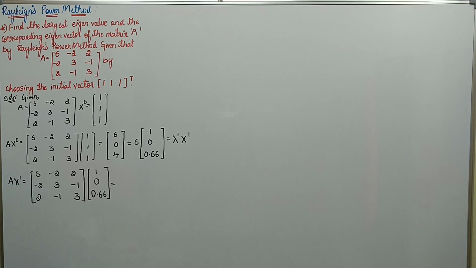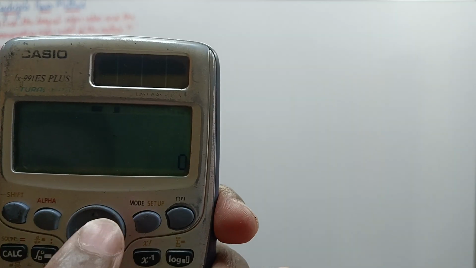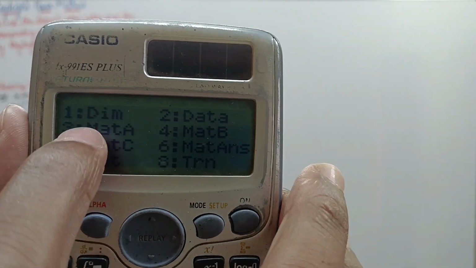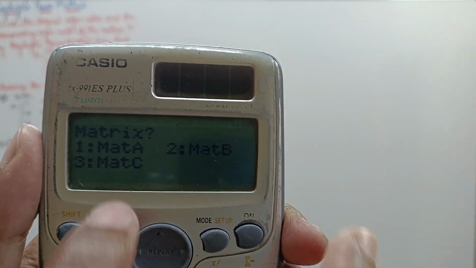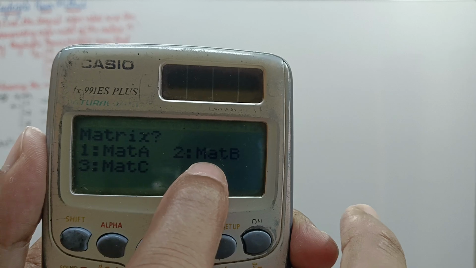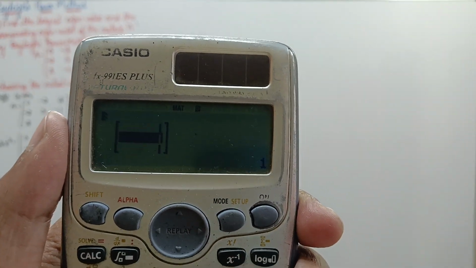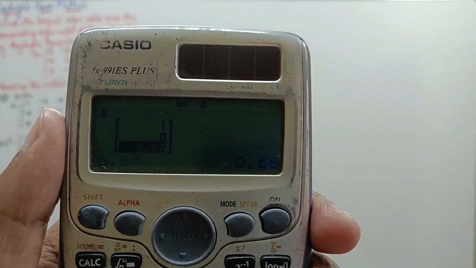Now see, Mat A is same, I just need to change Mat B. How? I am going to show you. Press AC, take your calculator, and press shift 4. Mat A will be stored in 3, but I need to change Mat B. Press 2. Mat A will be the same, just change Mat B. Now change the values: 1 equals 0 equals 0.66 equals.